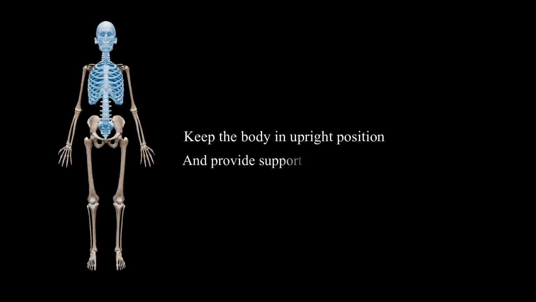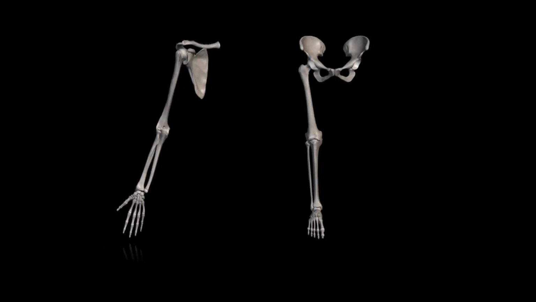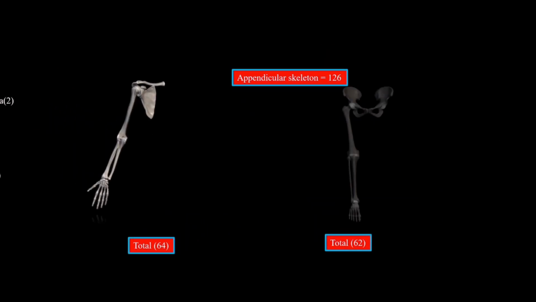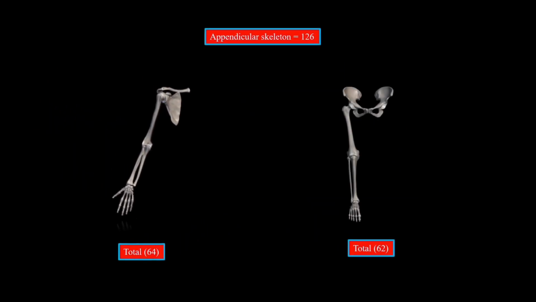These are all the bones which form our axial skeleton, keep the body in an upright position, and protect the internal organs like brain, lungs, heart, diaphragm, stomach, and all other organs. Then comes the appendicular skeleton, which forms the upper and lower extremities of our body. It consists of pectoral girdle and upper limb, and then pelvic girdle and lower limb.